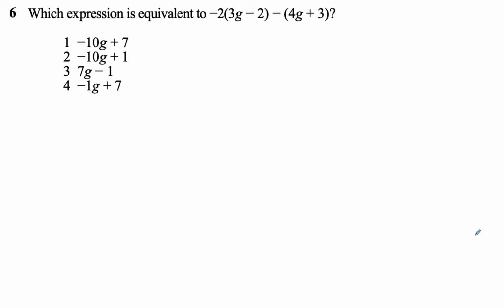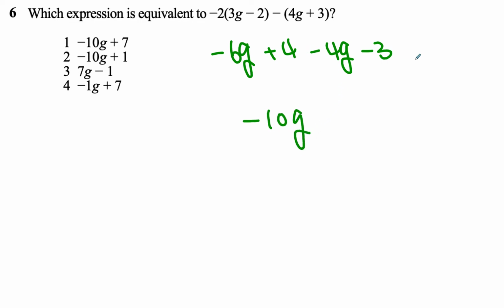Alright, let's move on. In this case, they want you to combine them together, so I'm going to distribute negative 2 here, so we get negative 6g plus 4. Second one is negative 4g minus 3. Use the negative sign to distribute into both terms. So when I combine negative 6g minus 4g, I get negative 10g. 4 minus 3 becomes plus 1. So negative 10g plus 1, which is choice 2, becomes the answer.